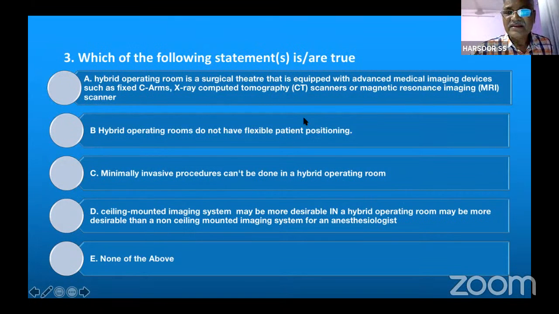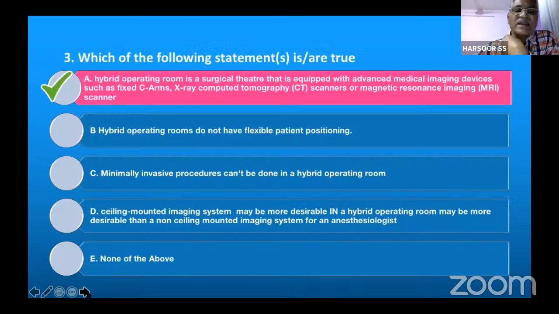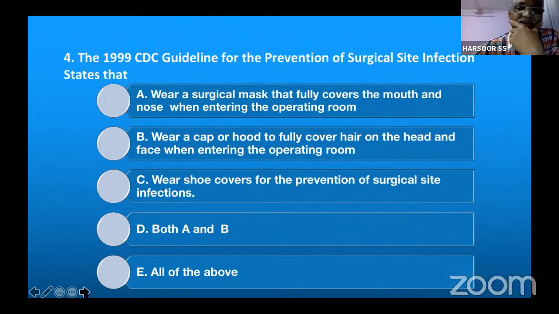At present, we have nearly 80 participants. About 17 people, that is 16% of the people, think that option A is right, and that is the correct answer also.